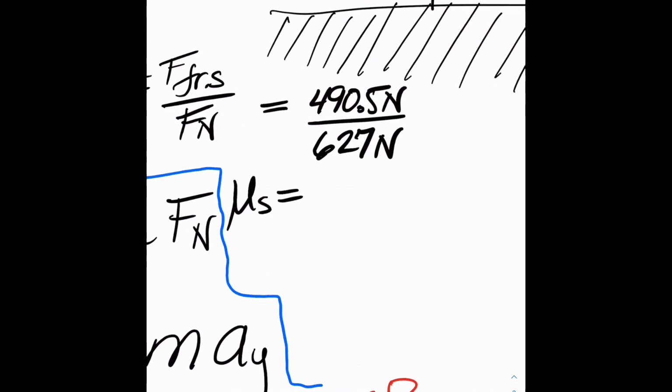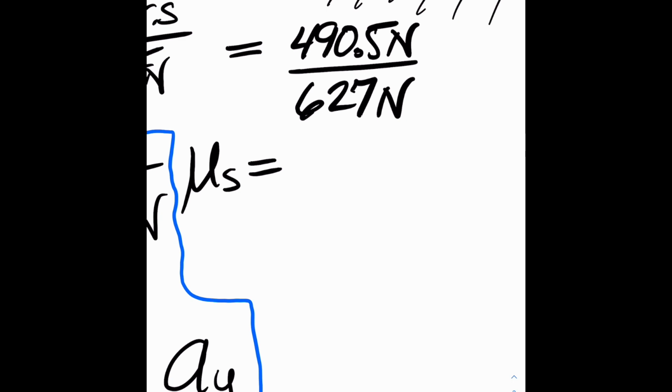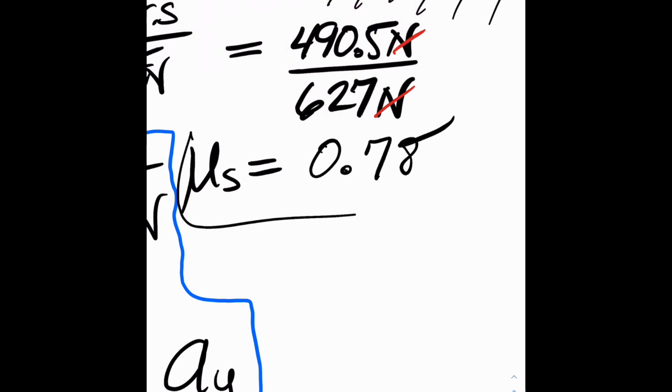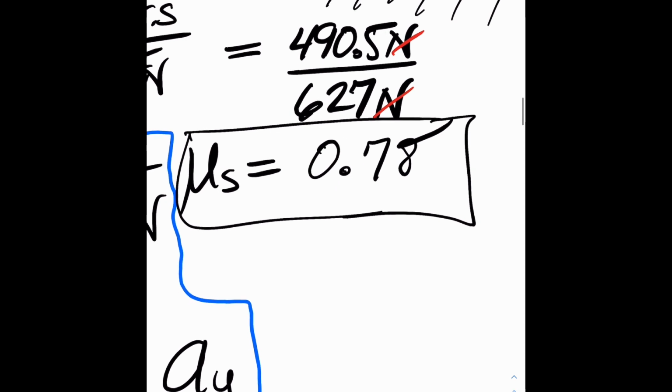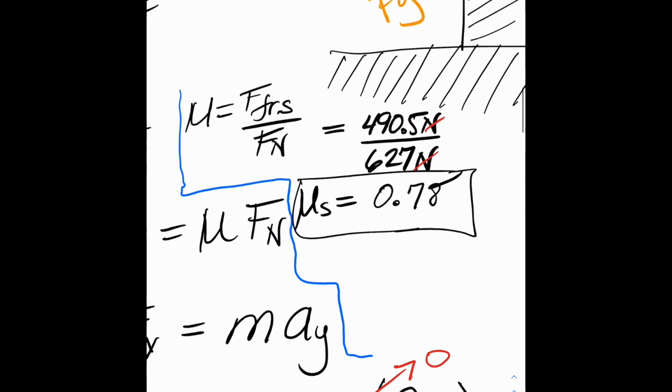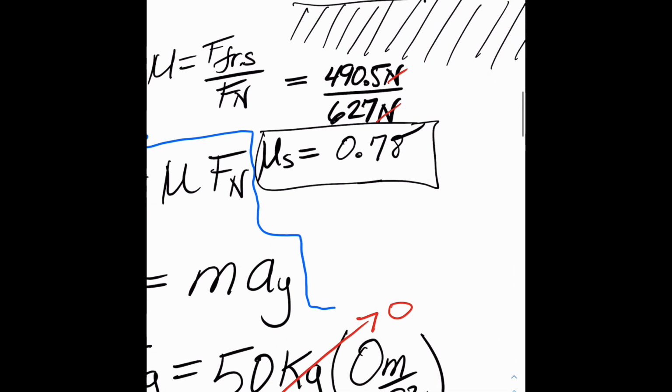Okay, that's decent. So mu static, plugging this into the calculator. Notice newtons cancel, mu is unitless. We should get about 0.78. That would be the minimum mu static required, because you could always have a greater mu static, but that would be the minimum so the person doesn't fall. Okay, so there we have it. I hope all of our answers check out.